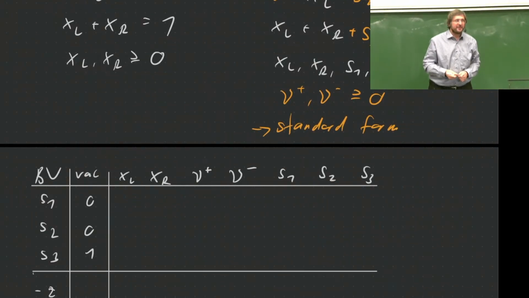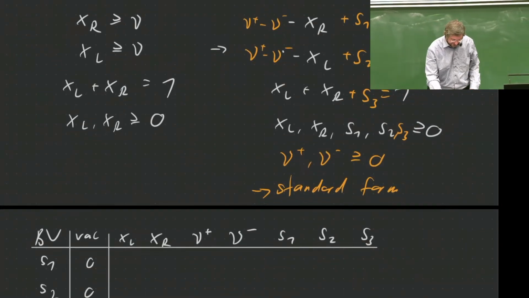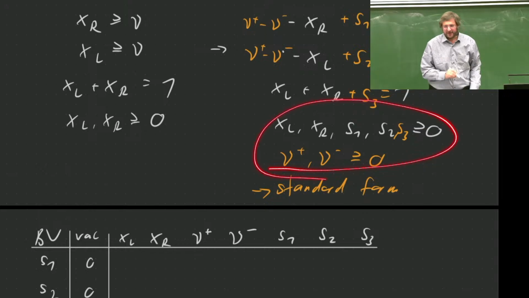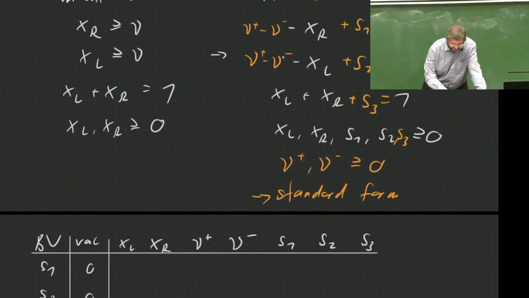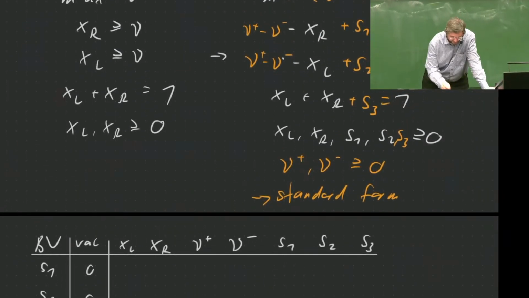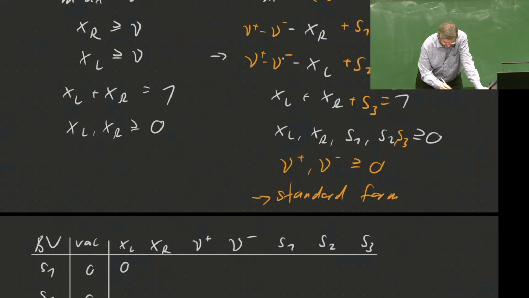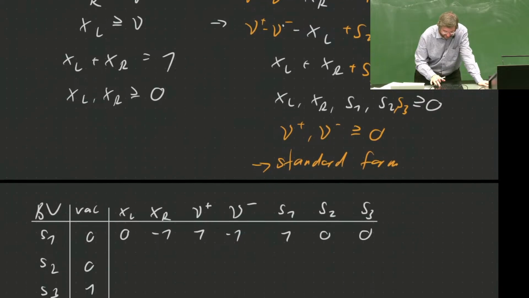And all the non-basic variables are set to be 0, right? And that way we have a feasible solution, because if everything is 0 and S3 is 1, then this will be 0, this will be 0, this will be 1, and well, all of these will be satisfied as well. Right? And I would just copy the numbers into this tableau here. So for the first row, we basically use this inequality here that doesn't have an XL. It has a minus XR. It has a plus nu and a minus nu, a plus S1 and no S2 and no S3.